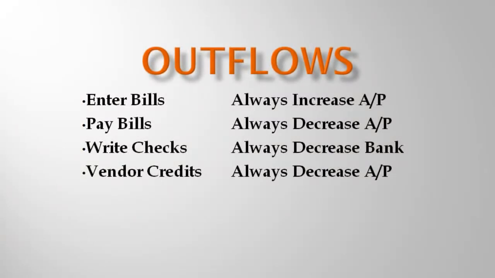To recap, Enter Bills always increases accounts payable. Since payables are a liability account, it's increased with a credit. The offsetting debit is selected either by the accounts you select or the items that you select that are mapped to accounts. Pay Bills will always decrease the accounts payable account and decrease the bank account. Write Checks will always decrease the bank account. You select where the offsetting debits go with accounts or items. Vendor credits will always decrease accounts payable. You select where the offsetting credits go.